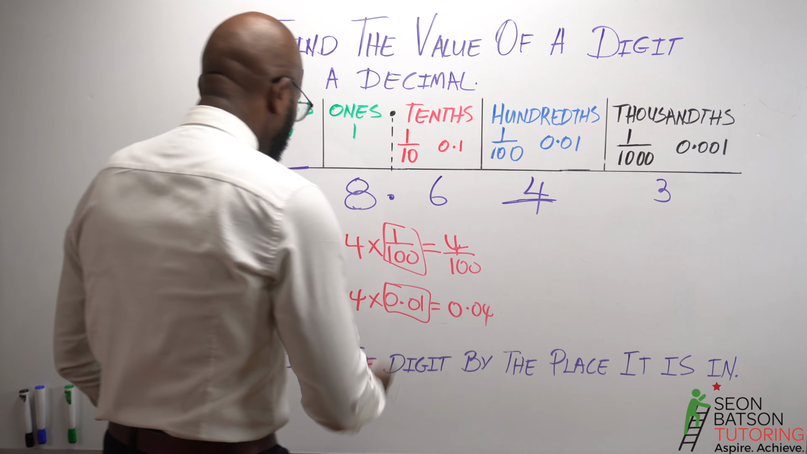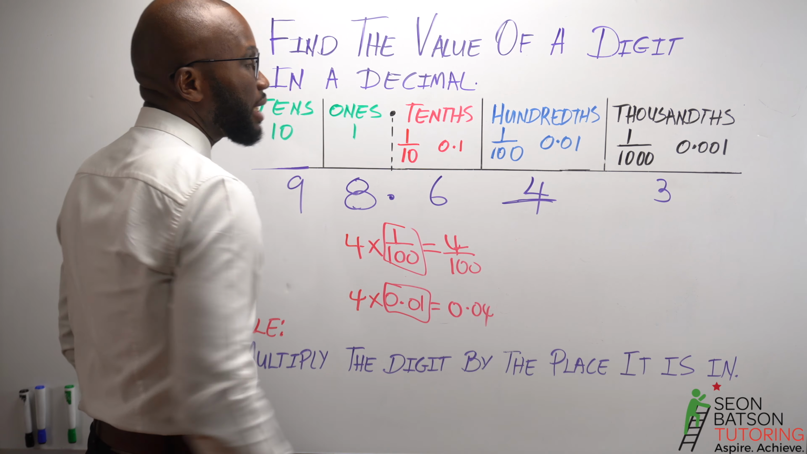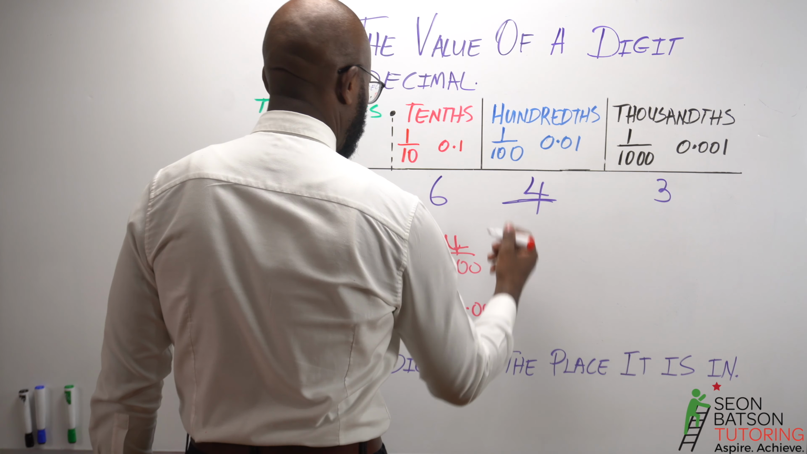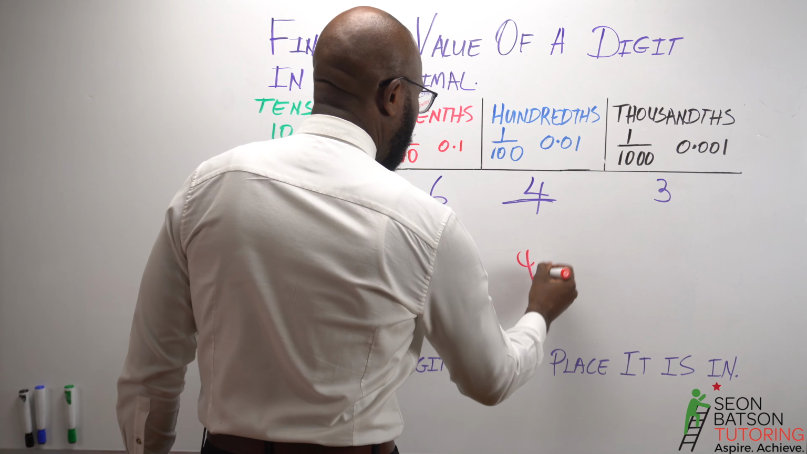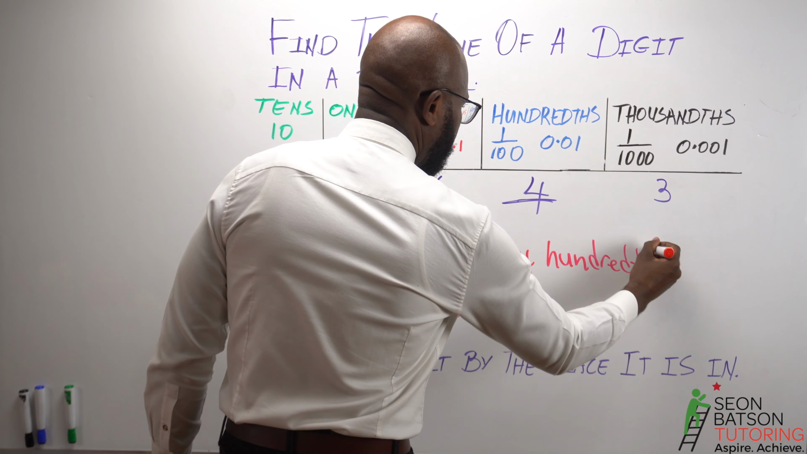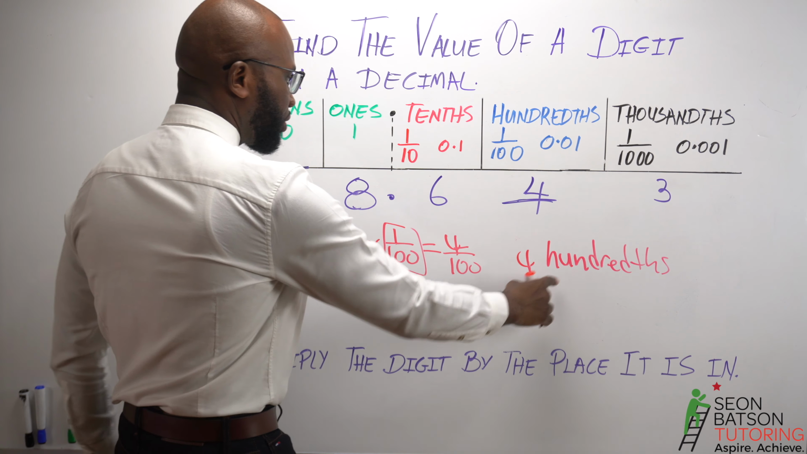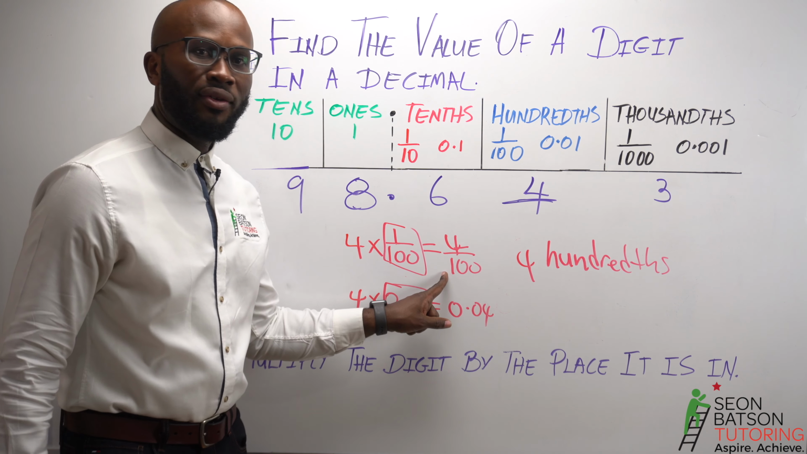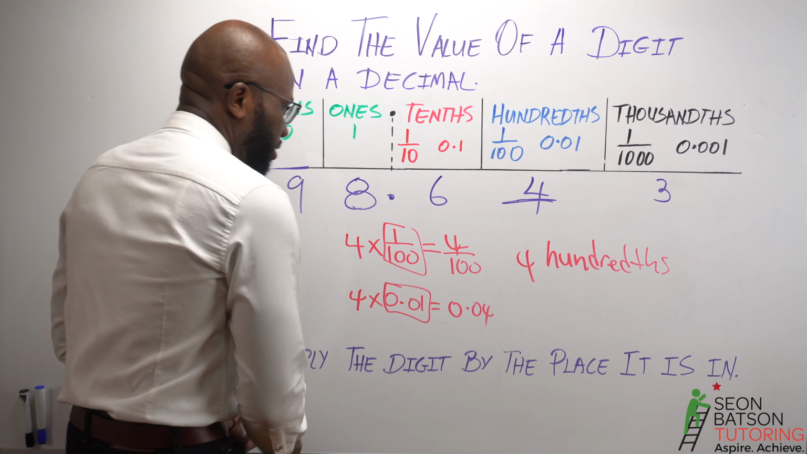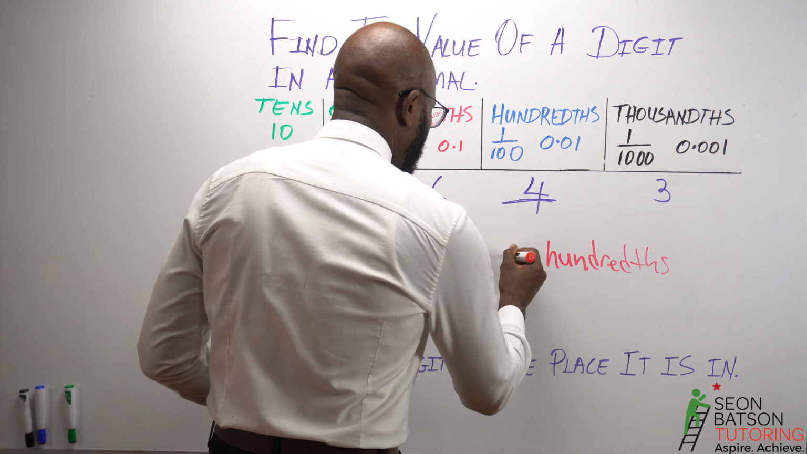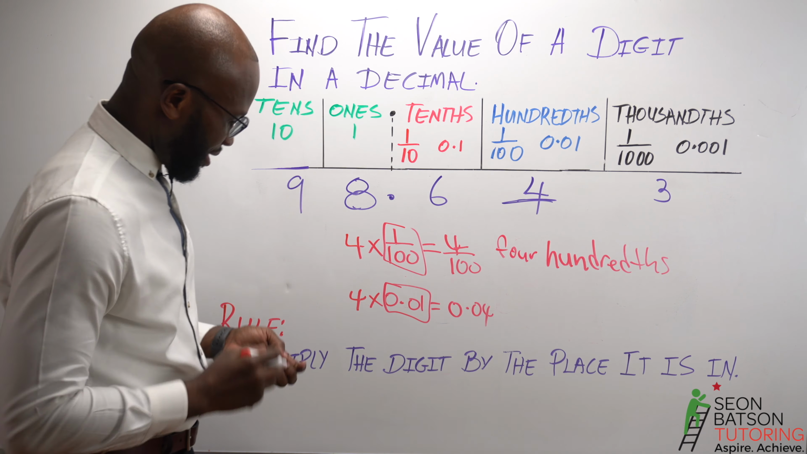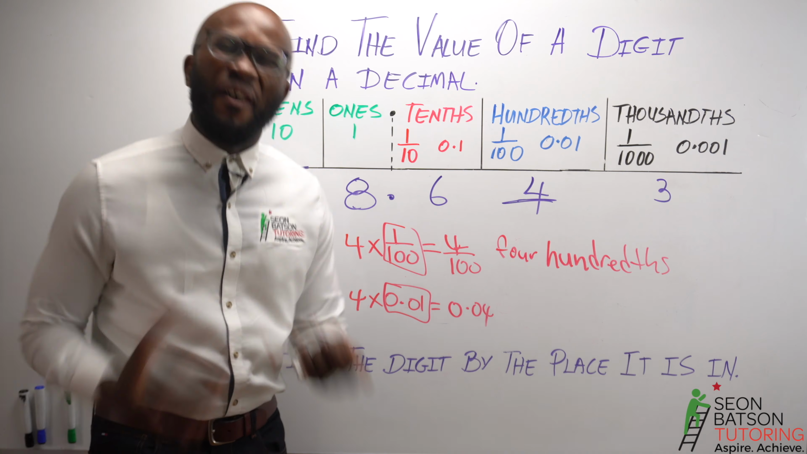And of course, we can also write the value of this 4 in word form. Since the 4 is in the hundredths place, we can say the value of this 4 is 4 hundredths. Again, 4 hundredths as a fraction is 4 over 100. 4 hundredths as a decimal is 0.04. Let's put all the forms: 4 hundredths.